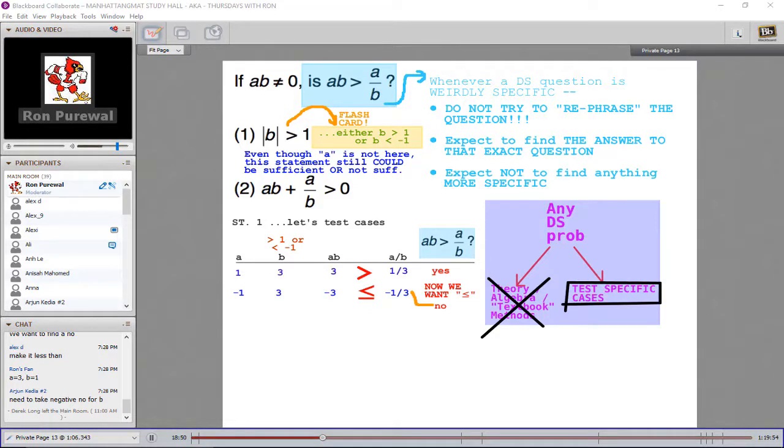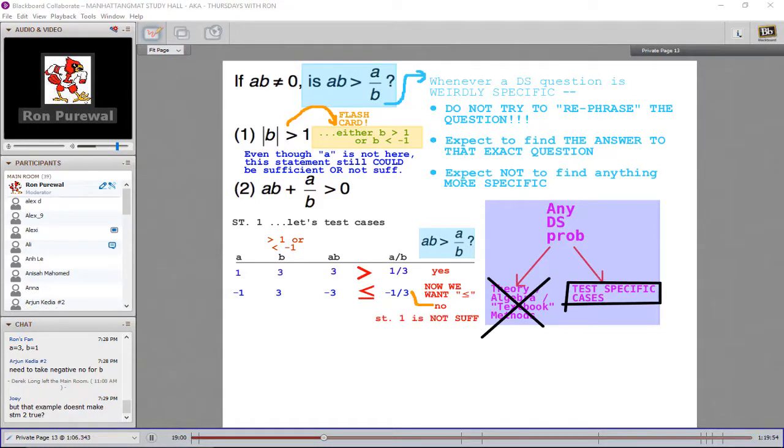Any questions about that? If you have questions, go ahead and type them. We're not doing statement 2 right now. That's not what we're doing. We're doing statement 1, and then what the goal is.